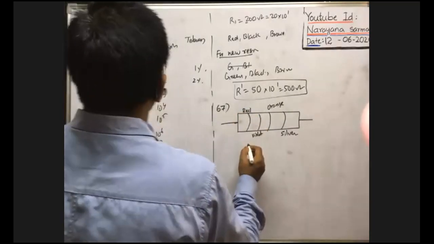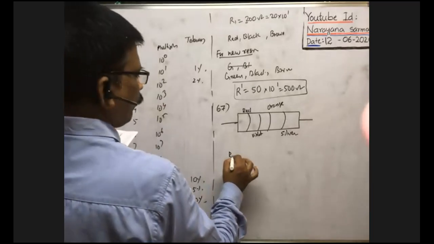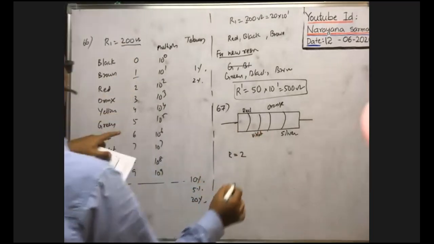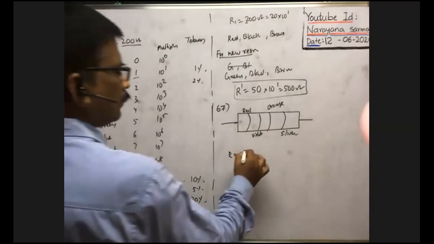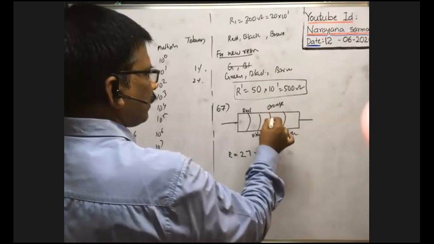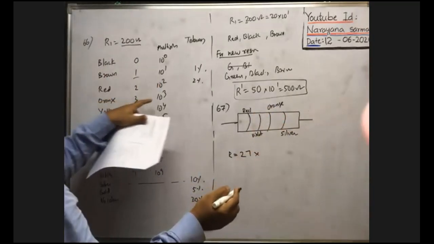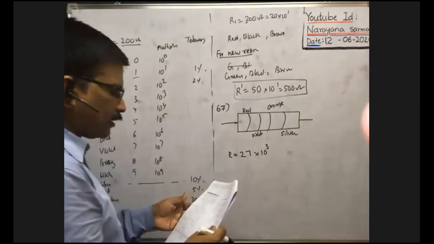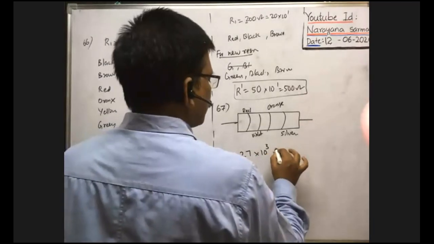First red, what is the resistance here? Red color means 2. Next violet, for violet 7. Next the third colored band represents the multiplier, meaning powers of 10. That is orange. Orange means 10 to the power of 3. That's why 10 to the power of 3. Okay, this is the resistance. Here, this is resistance in ohms.